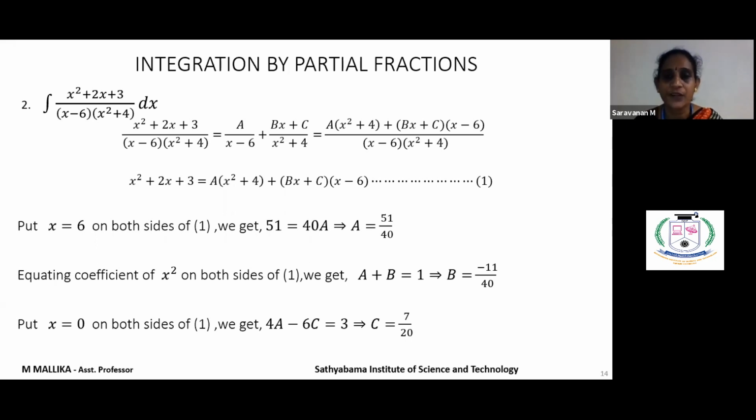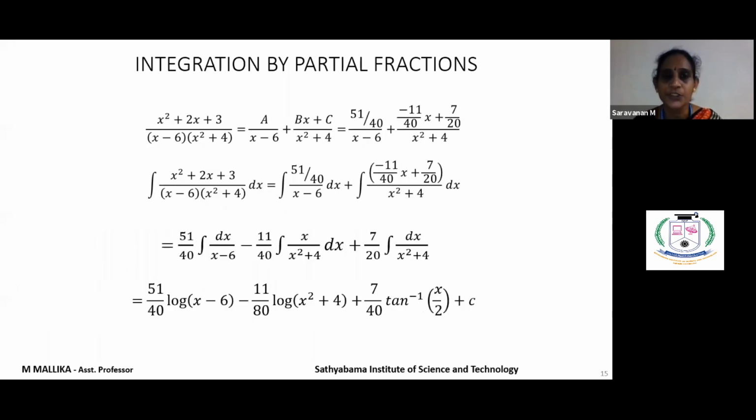So after finding all these a, b, c values, substitute in the splitting. x square plus 2x plus 3 by x minus 6 into x square plus 4 is a by x minus 6 plus bx plus c by x square plus 4, which is 51 by 40 into x minus 6, plus minus 11 by 40 into x plus 7 by 20, by x square plus 4. Now integrate both sides.